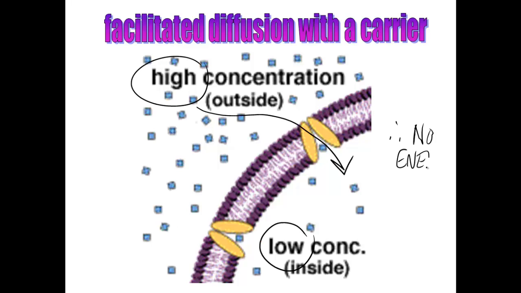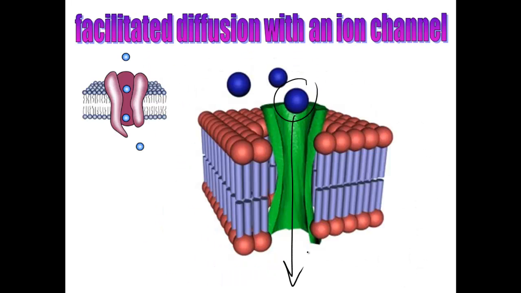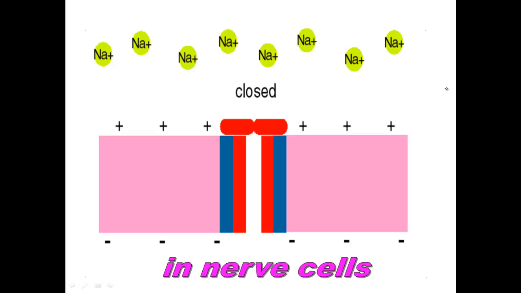And you need the help of a protein carrier or a protein channel. There's no energy required because you're moving from high to low, down the concentration gradient. So you see here a protein ion channel like a tunnel, and up the top left you see the protein carrier.